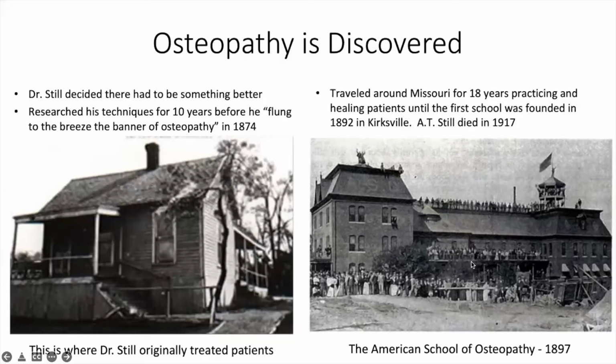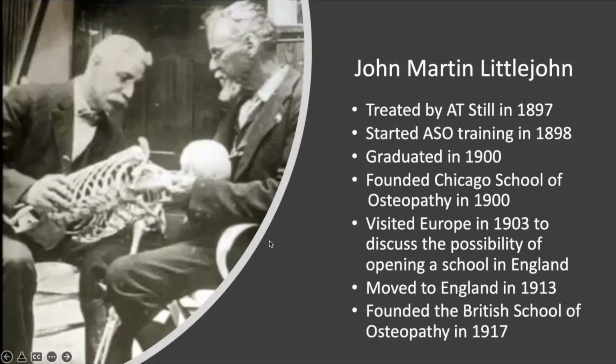So he traveled around Mississippi, and in 1892, he opened up the first school. This was the ASO, American School of Osteopathy, and he died in 1917. The next important person, historically, this is A.T. Still here. The next important person is this guy, John Martin Littlejohn.